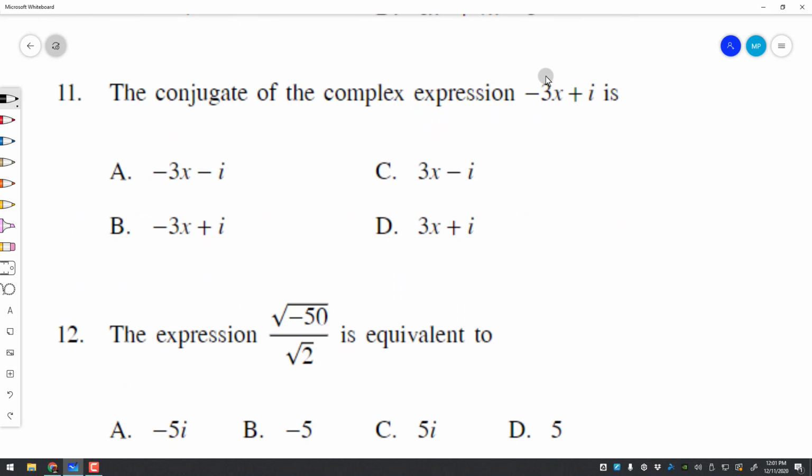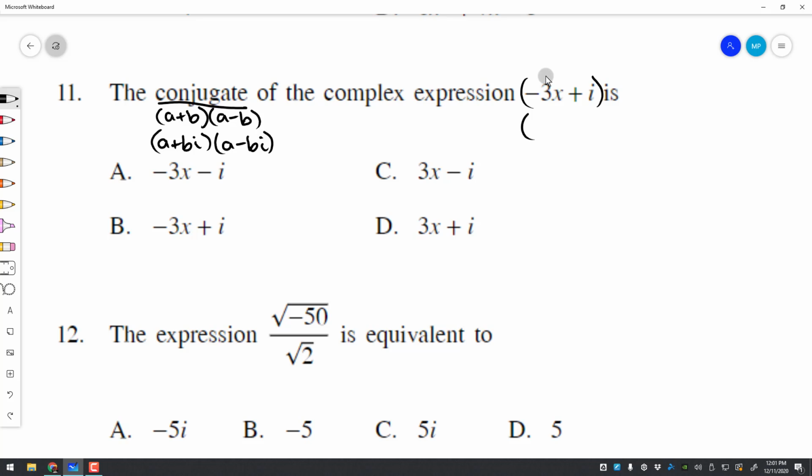Number 11, it's talking about conjugates. Remember, we had conjugates, things like a plus b and a minus b. Those were conjugates we got from difference of squares. Or we had the complex conjugate roots from polynomials, a plus bi and a minus bi. Those were conjugates. So it gives me this complex expression, and it wants to know what its conjugate is.